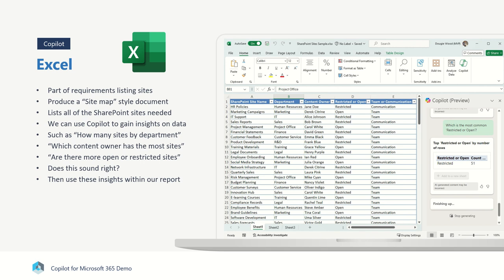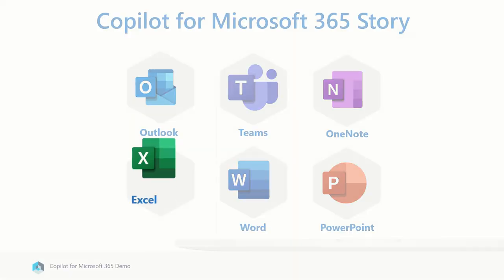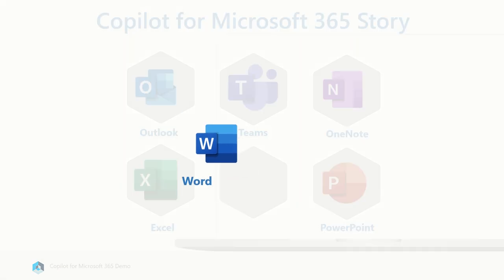So let's move on now from the analysis stage into the workshop report stage. What we're going to do for that is use Word, and we're going to be using Copilot inside of Word.